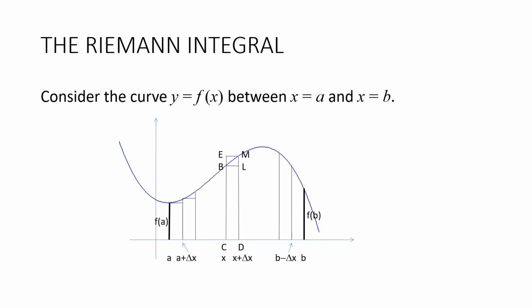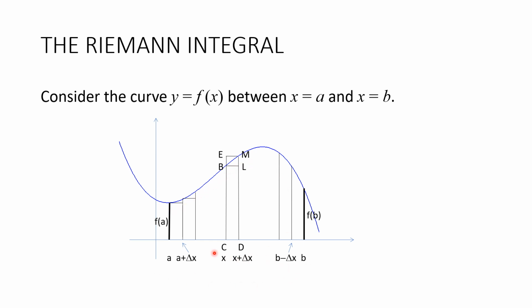So in this lesson we're going to be talking about the Riemann integral, or the Riemann sum, which was created by Bernhard Riemann, a German mathematician in the mid-19th century, and it goes like this. Consider the curve y equals f of x between a and b.